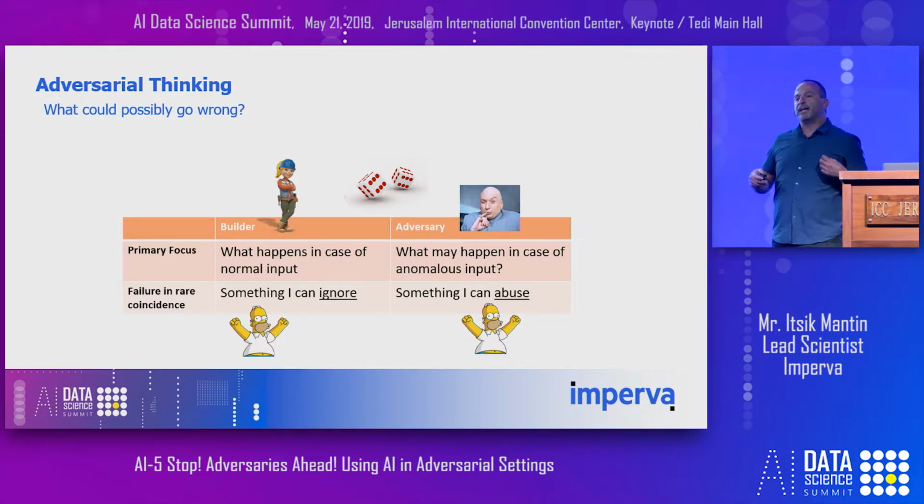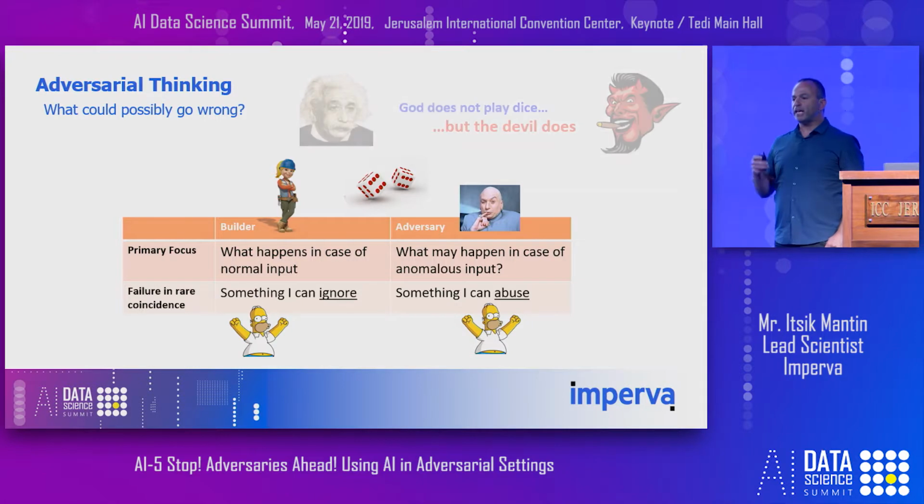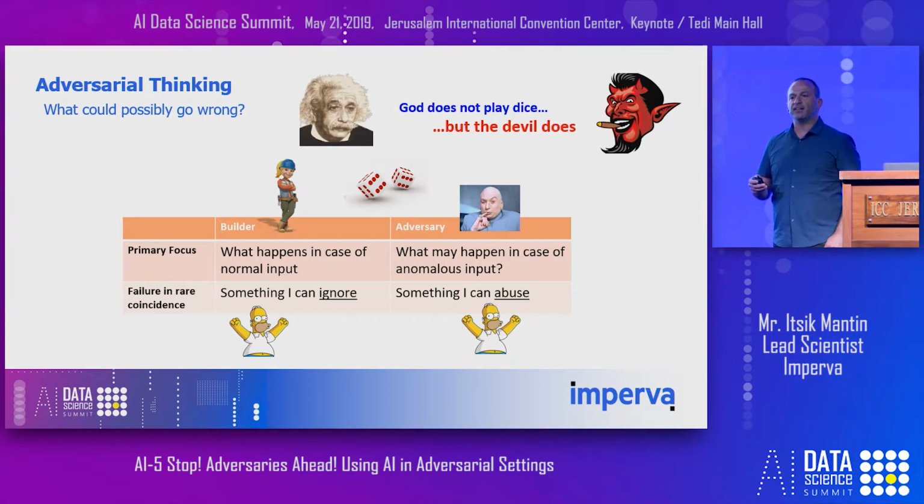However, when the attacker has control over the input, then there is no real dice here. You can just put the dice on the exact numbers that he'd like. And to paraphrase Albert Einstein, maybe God does not play dice, but the devil definitely does.